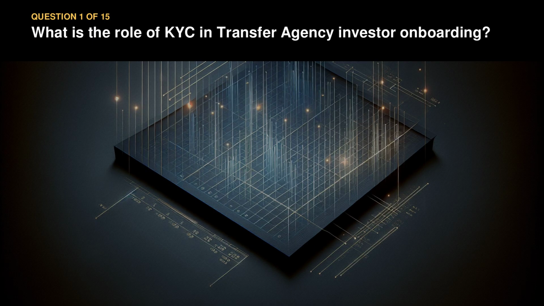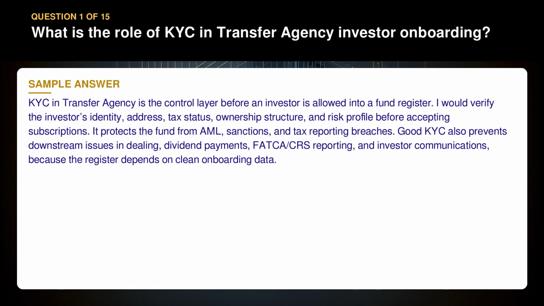Question 1. What is the role of KYC in transfer agency investor onboarding? KYC in transfer agency is the control layer before an investor is allowed into a fund register. I would verify the investor's identity, address, tax status, ownership structure, and risk profile before accepting subscriptions. It protects the fund from AML, sanctions, and tax reporting breaches.